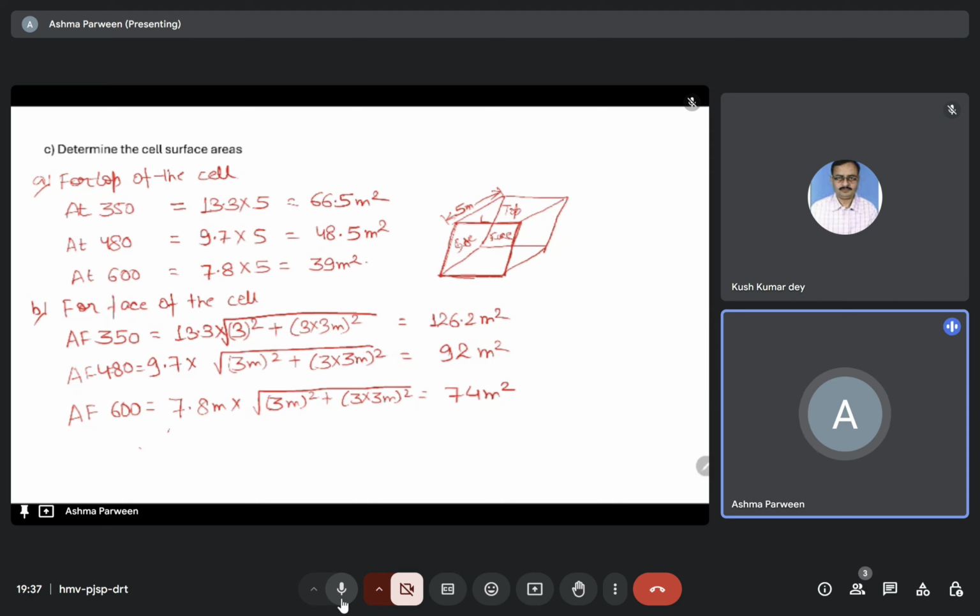So for the three specific weights, the surface areas will be 126.2, 92, and 74 meters square for the three different specific weights. So now let's find for the side of the cell.